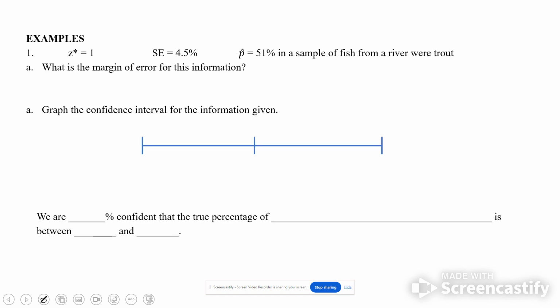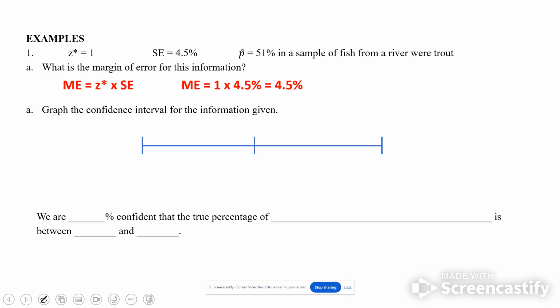All right, let's do an example. Once you see an example, it's pretty straightforward, pretty easy. So let's use the formula we just learned for margin of error. Remember the formula for margin of error is the Z star, critical value, times the standard error. This one's pretty straightforward because they give it to you right here. Z star is 1, the standard error is 4.5%. So we're going to multiply those two things together. Now, don't convert the percentage. Don't move the decimal over twice. Keep it as a percentage. So I just multiply the Z star times the standard error, and you get 4.5. So 4.5% is our margin of error.